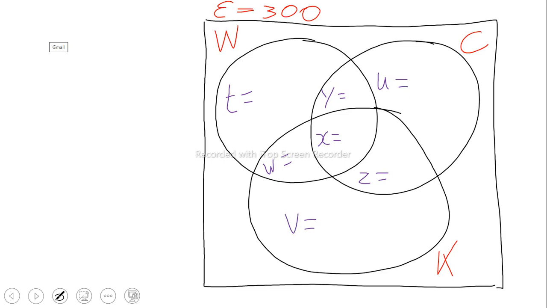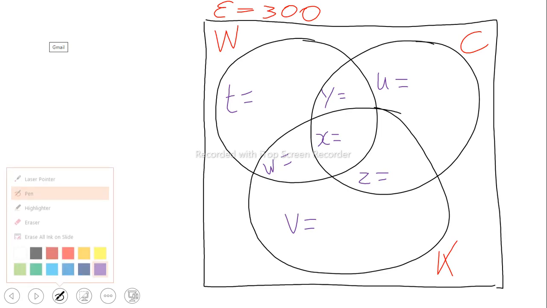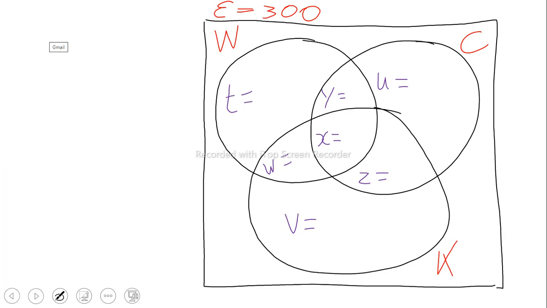So what is X based on the question? X is what?